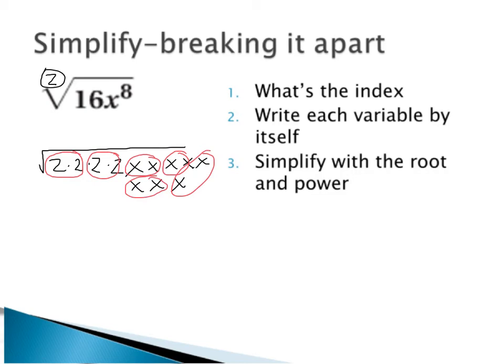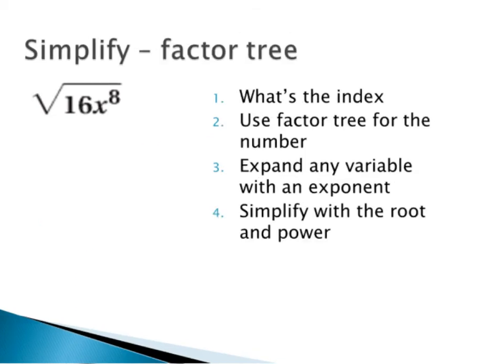So if I look at this, 1, 2 comes out here, 1, 2 comes out here, and then I have 1, 2, 3, 4 x's. You always multiply once you take them out of a root. So this would be 4x to the 4th. Same answer. And the last way is using your factor tree.